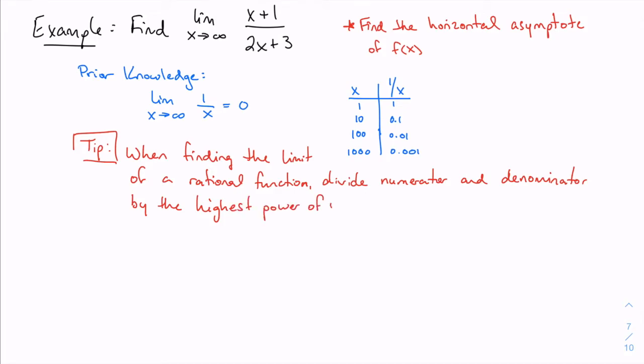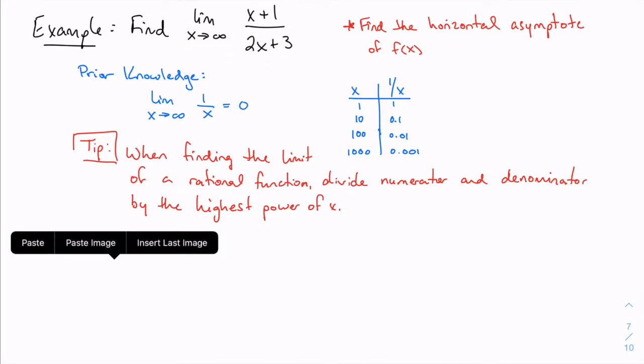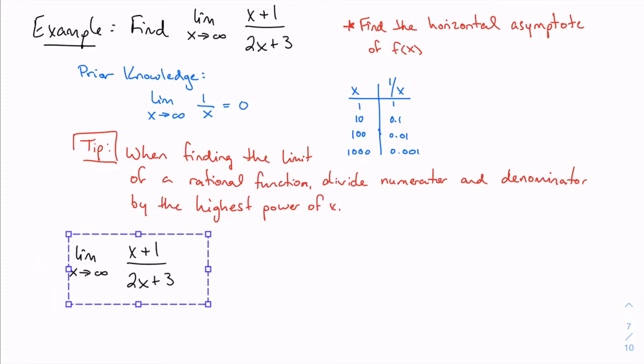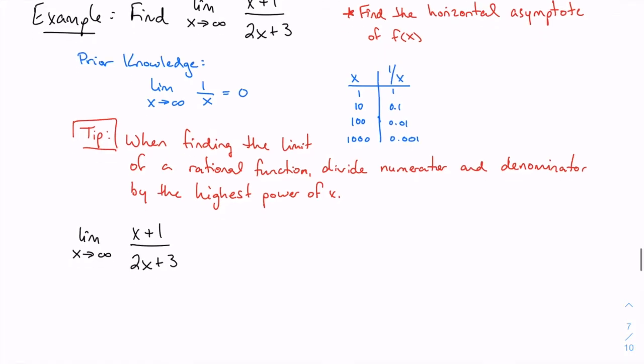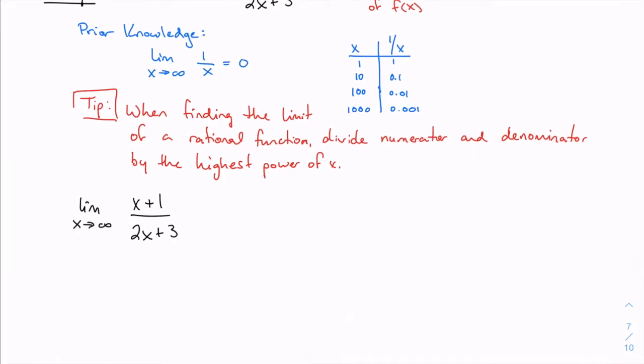So divide the numerator and the denominator by the highest power of x. I'll explain what that means in a minute once we start working on this problem. Let me just paste this down here. Okay, so how do I start working with this? Well, I can use my prior knowledge and I can use my tip here.